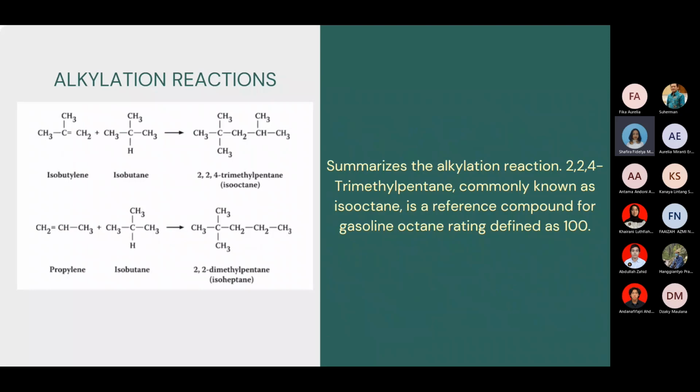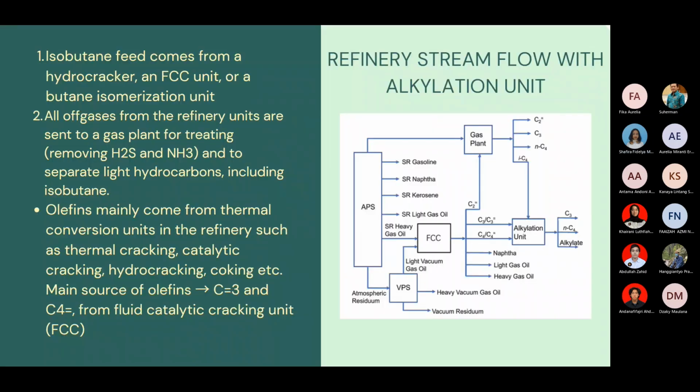Next. And then the figure down below shows the alkylation reaction. Basically, this summarizes the alkylation reaction into 2,2,4-trimethylpentane, commonly known as isooctane, which is a reference compound for gasoline octane rating, defined as 100. So next is the refinery stream flow with the alkylation unit.